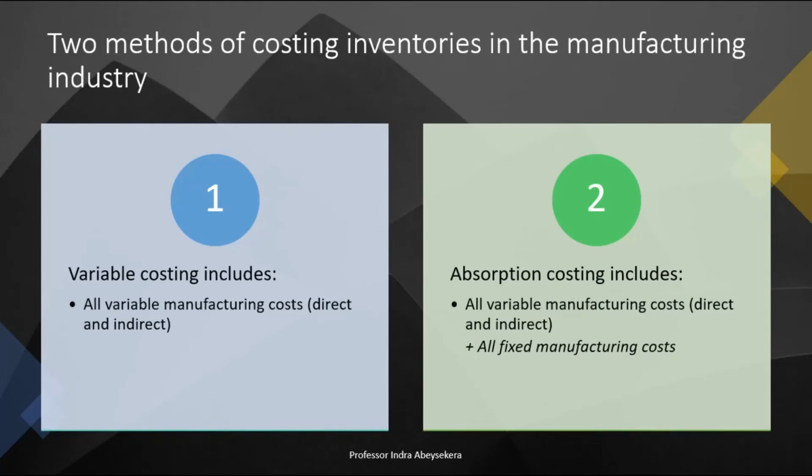Two methods of costing inventories in the manufacturing industry are variable costing and absorption costing. In the variable costing, all variable manufacturing costs are included regardless whether they are direct or indirect for cost calculation, whereas in the absorption costing, all variable costs, direct and indirect, are included. Additionally, all fixed manufacturing costs are also included in the costing calculation.